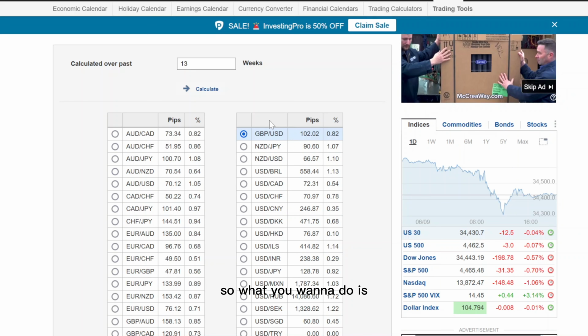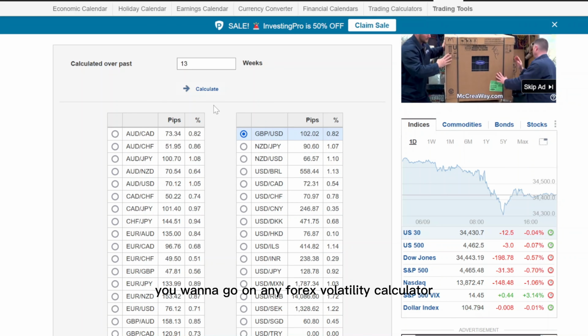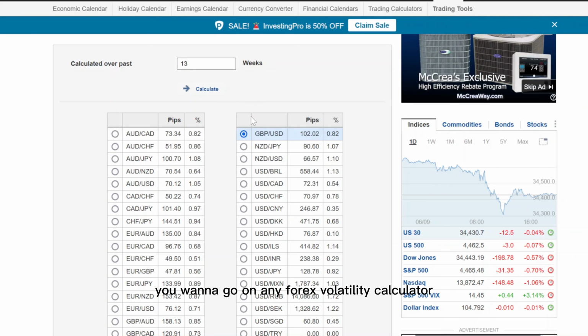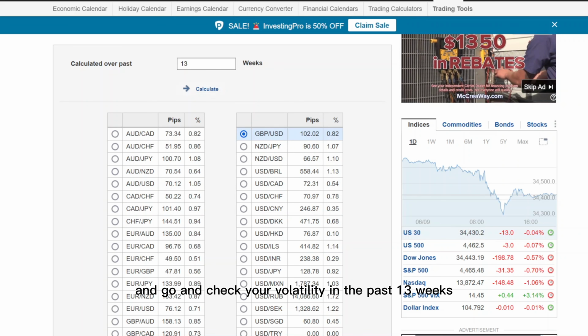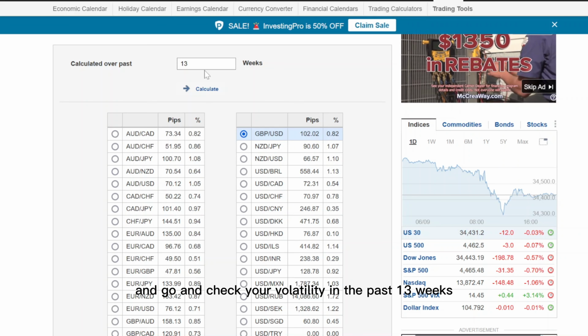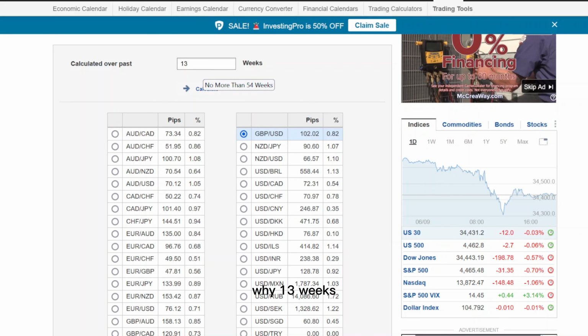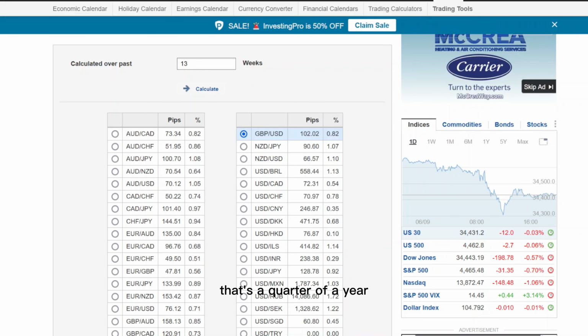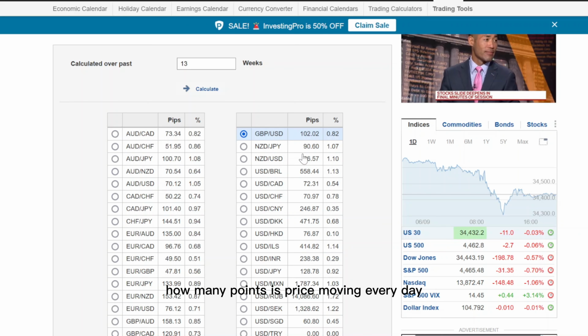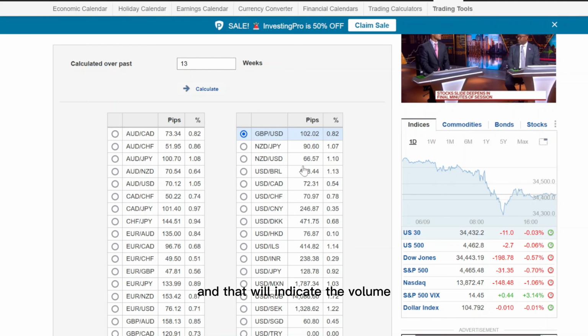So what you want to do is go on any Forex volatility calculator. In this instance, we're using investing.com. And check your volatility in the past 13 weeks. Why 13 weeks? Because that's a quarter of a year. And you would want to see how many points price is moving every day. And that will indicate the volume.